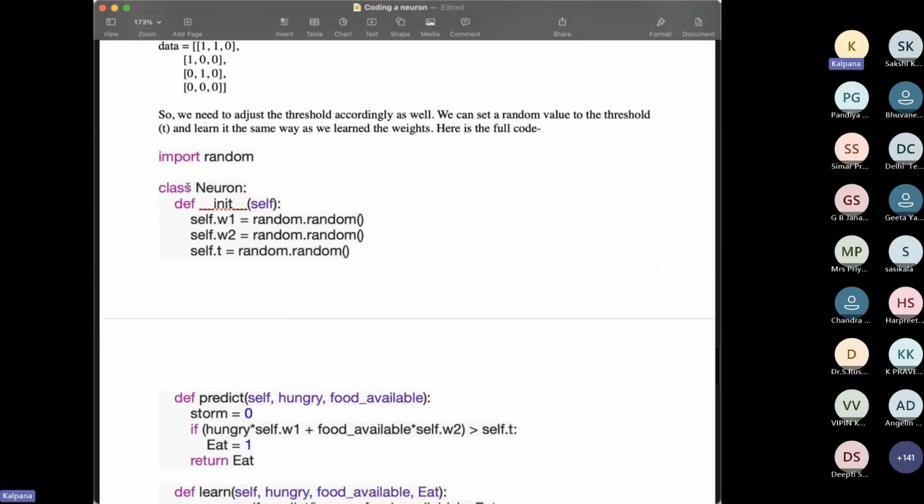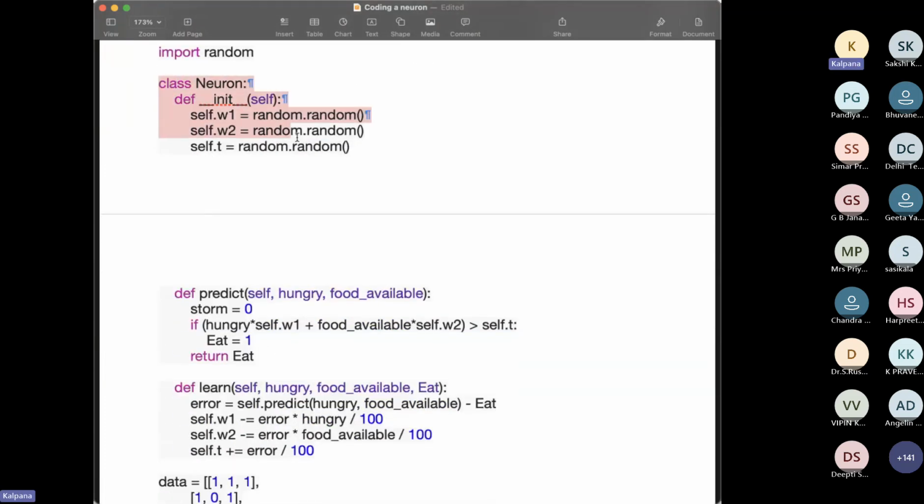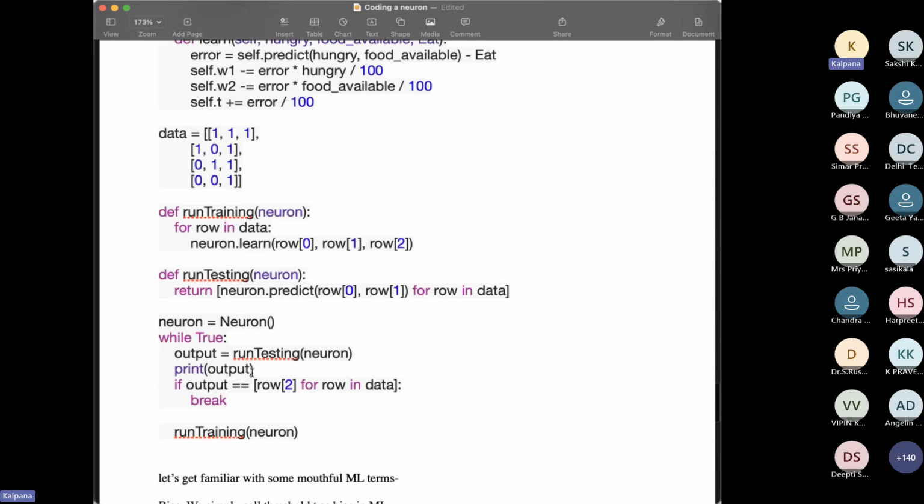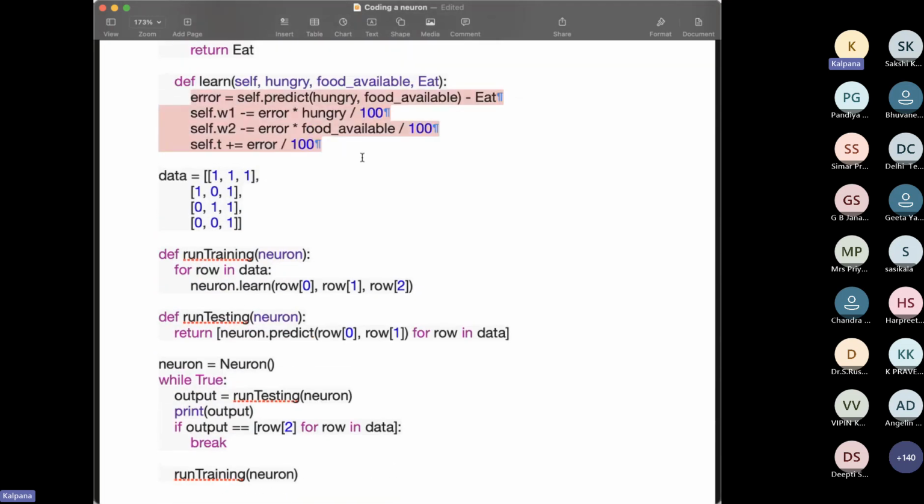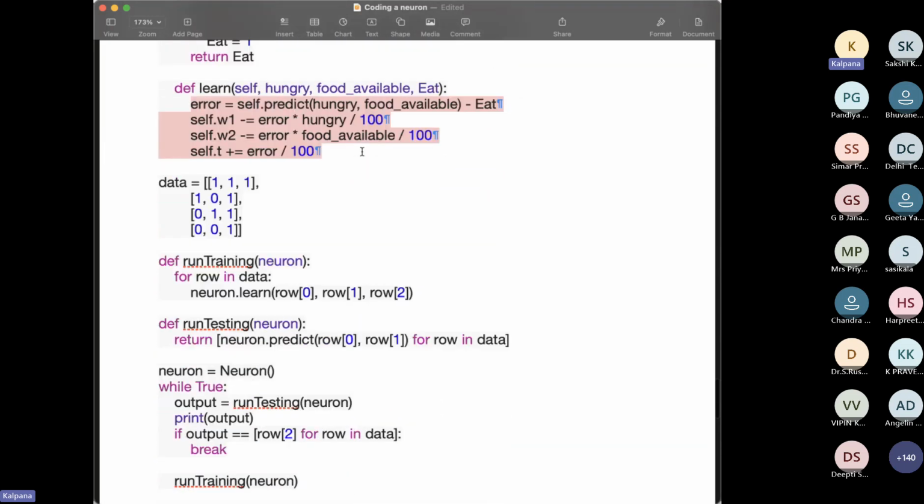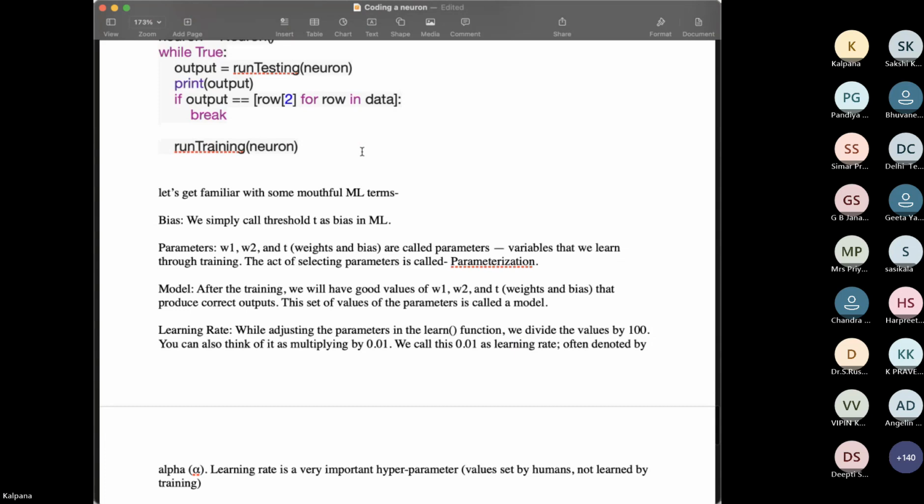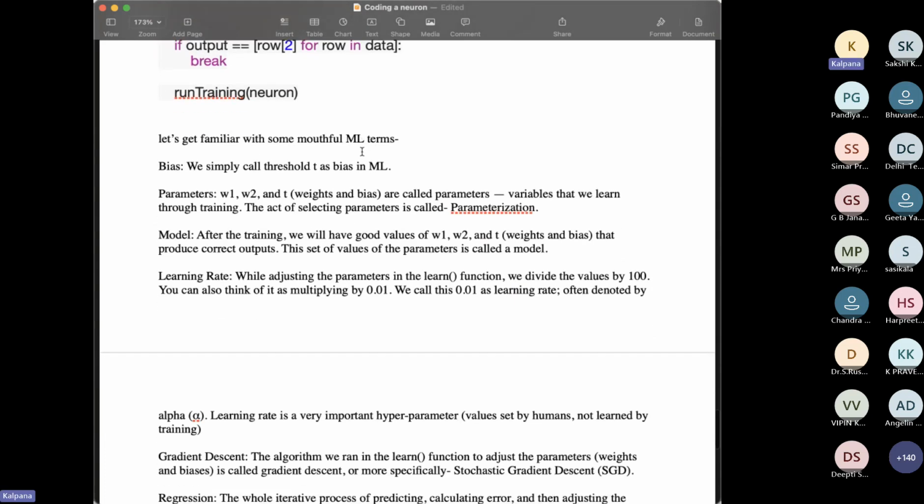So in this code, you have the class Neuron. This T, which is the threshold, means the sum should be greater than something or less than something. So instead of taking it as 1, we are taking it as threshold. So all these things, initial weights, threshold values, are parameters. I hope this is making sense to you now. This is the learn method. I hope this is quite clear to all. Now some of the ML terms. Bias.